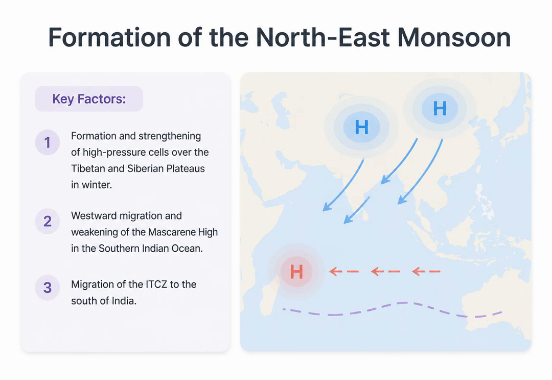As we move into winter, the system flips to create the northeast monsoon. This is driven by the rapid cooling of the Asian landmass, which forms massive high-pressure cells over the Tibetan and Siberian plateaus. At the same time, the Mascarene High in the southern hemisphere migrates westward and weakens. Finally, the ITCZ, which tracks the sun, moves south of India. This combination pulls the dry, cold air from the continent out over the ocean.